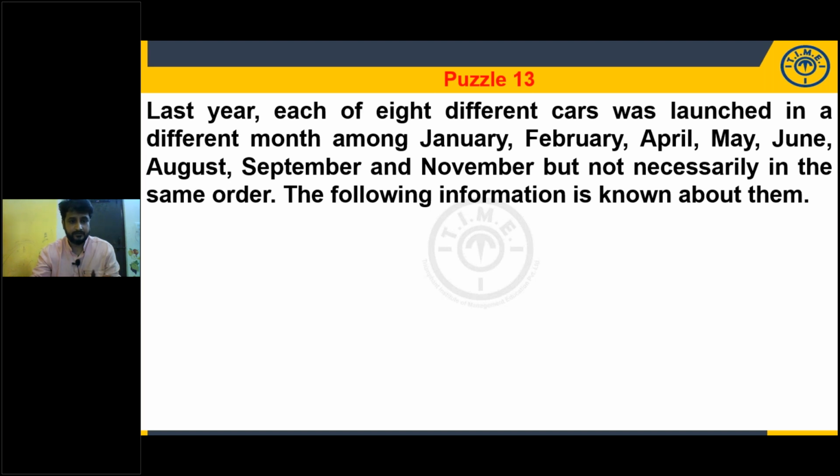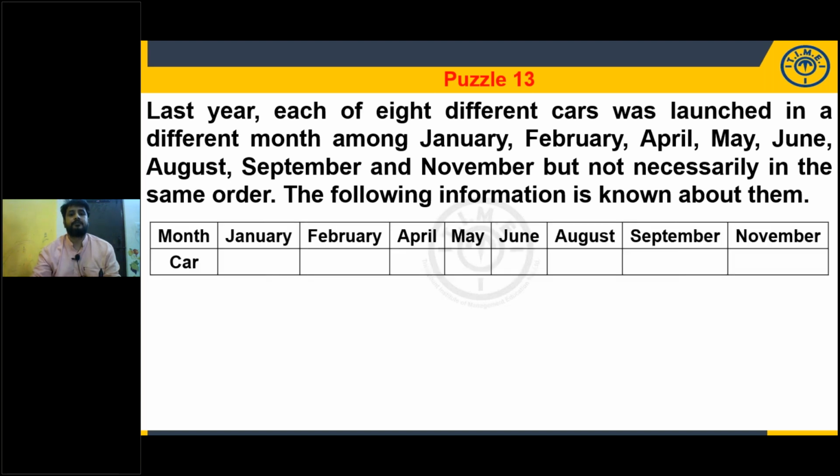Months related set. Last year, each of 8 different cars were launched in 8 different months among Jan, February, April, May, June, and so on. So we have to freeze the months here. It is a basic structure for months related set.